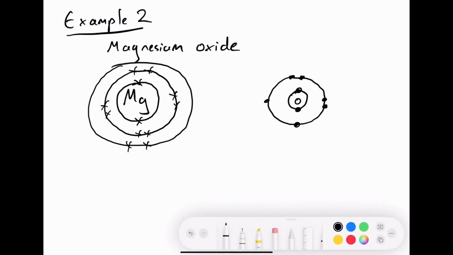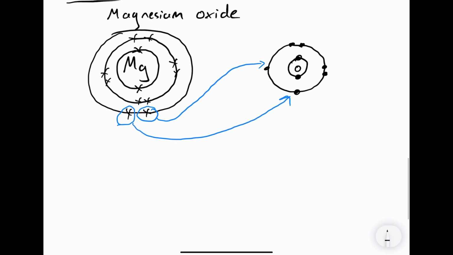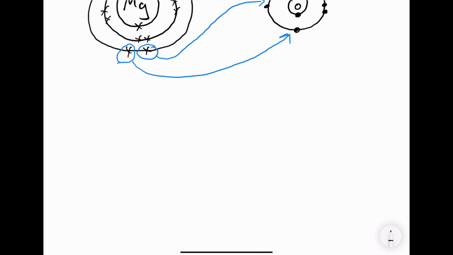So as you can see, magnesium has 2 electrons that it needs to lose to have a full outer shell and be stable, and oxygen needs to gain 2 electrons. So these 2 electrons can be lost by magnesium and gained by oxygen. So if we draw this using our dot and cross diagram, we're going to draw the ion of magnesium. It only has 2 shells now.